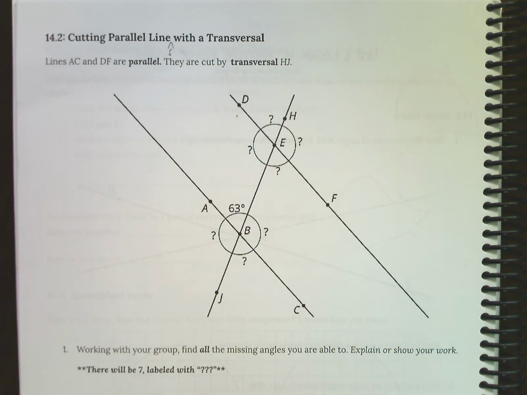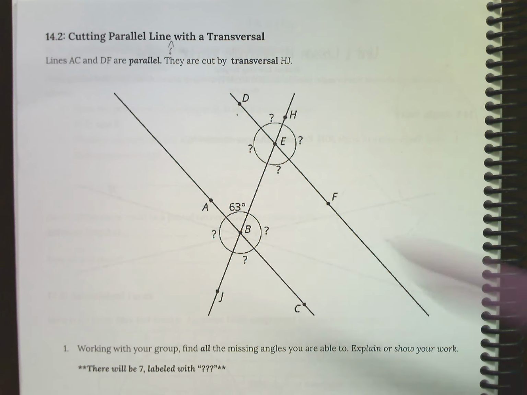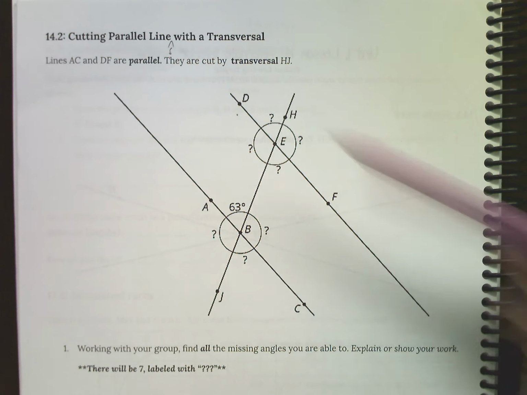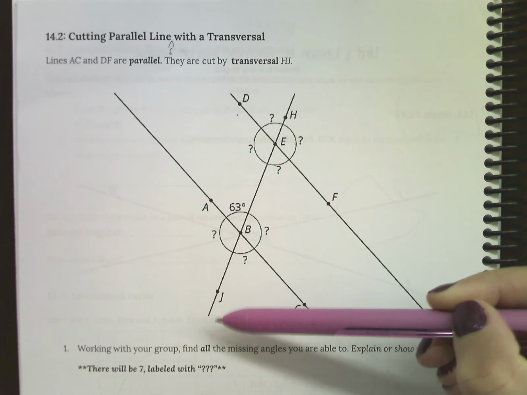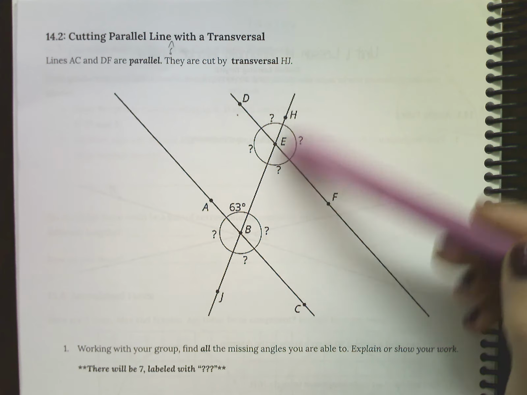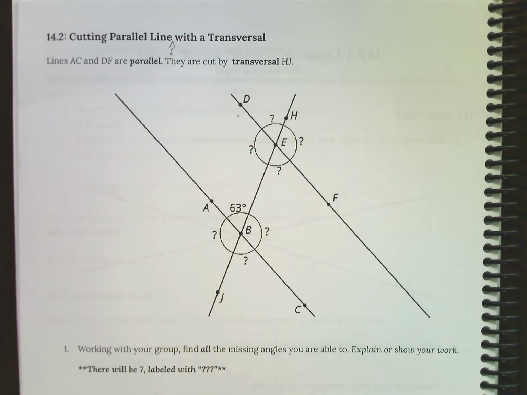All right, so for activity 14.2, cutting parallel lines with a transversal. You should have already tried to do this on your own, or if you're super confused, go ahead and follow along with me. These are our parallel lines, which means they're never going to intersect. And this is what we would call a transversal. It's going to cut the parallel lines and cross through both of them, as you can see right here. We are just trying to find all of the missing angles in this image.